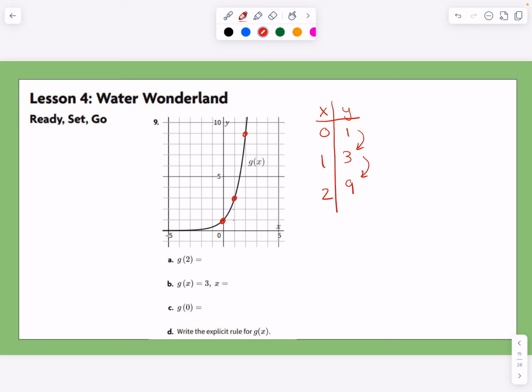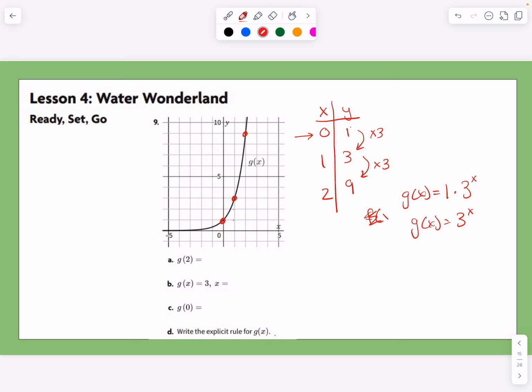Sure. 1 to 3 is multiplying by 3, multiplying by 3. We have a starting point of 0. So that tells me, in terms of my equations, I have f of x, or in this case, really g of x. g of x is equal to my first point, which is 1, times what I'm doing, 3, to the x power. And it's just the x power because we're starting at 0. So really I could say g of x equals 3 to the x power.